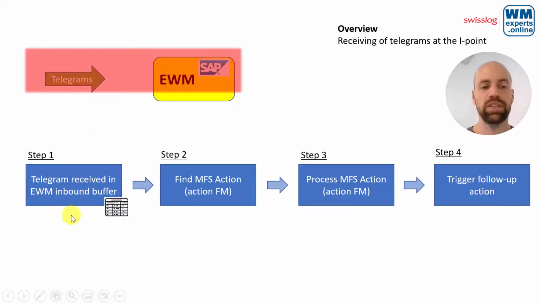We start with the telegram, so the string of data received in the EWM inbound buffer, which is nothing more than a table, which stores the telegram data. And from there we proceed with the determination of the so-called MFS action, which is nothing else than a function module which processes the data which is stored in the buffer table. So it processes the telegram. That means that at first we need to determine this action function module, then we need to execute it. And at the end of this function module, we trigger the follow-up action.